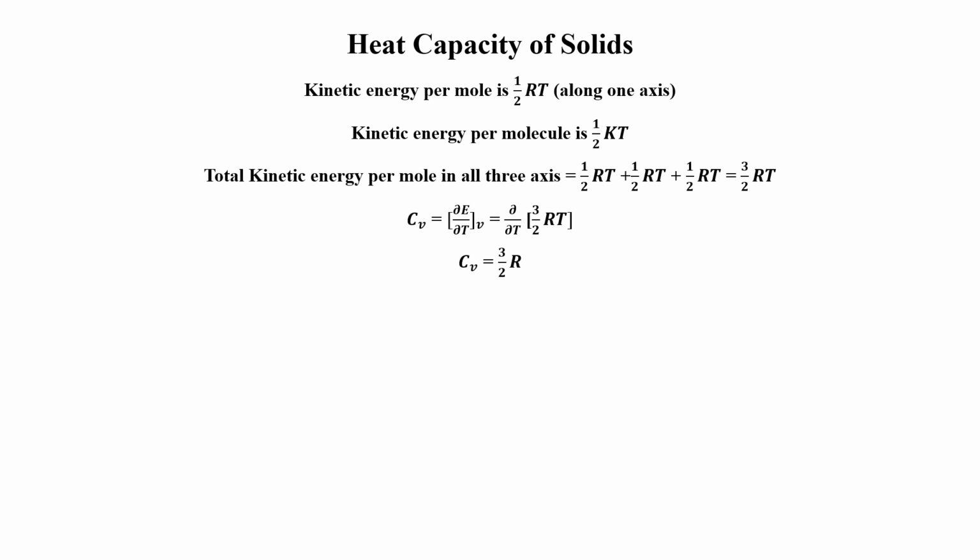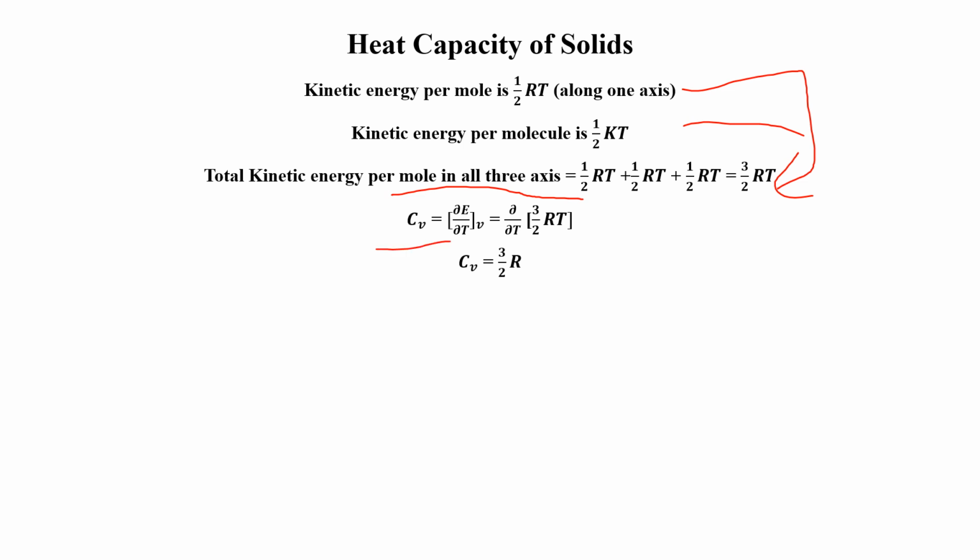So in heat capacity of solids, the kinetic energy per mole is considered to be 1 by 2 RT and it is along one axis. In the same way, kinetic energy per molecule is 1 by 2 kT. Here you can see the total kinetic energy per molecule is 1 by 2 kT, and the total kinetic energy per mole in 3 axes will be 3 by 2 RT.